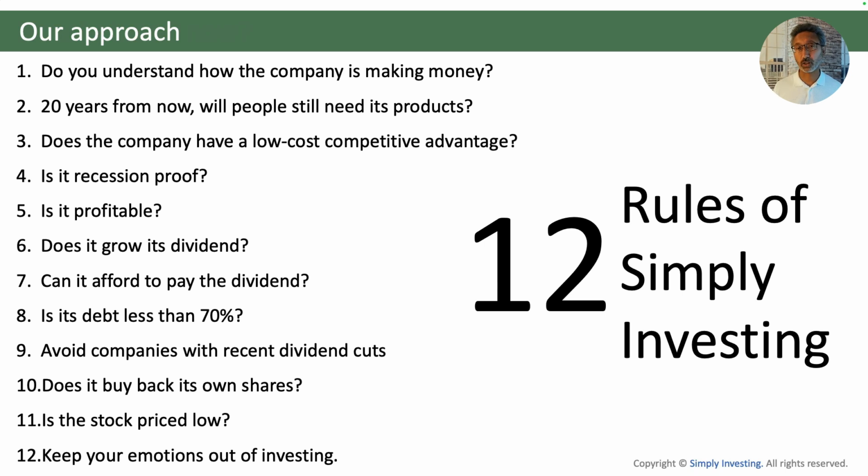Rule number 11, is the stock priced low? So we're going to look at the PE ratio, we're going to look at the PB ratio, we're going to compare the current dividend yield to the 20-year average dividend yield. So there's 3 components to rule number 11. And then rule number 12, keep your emotions out of investing.